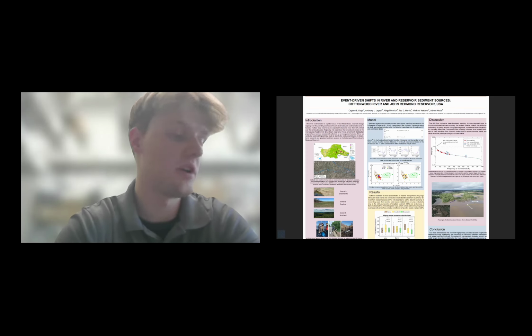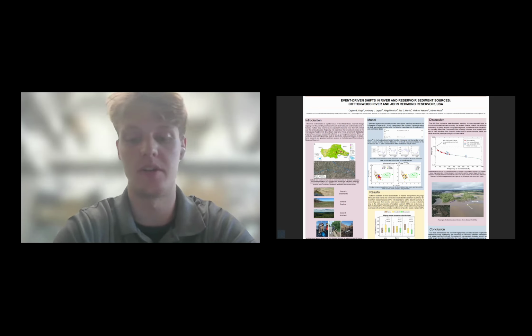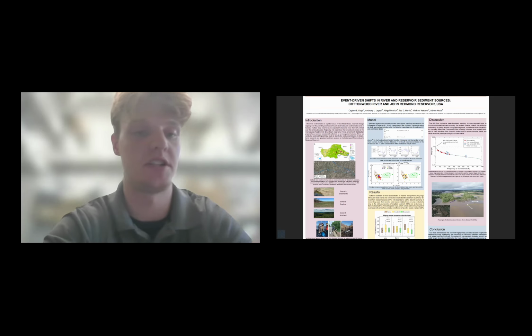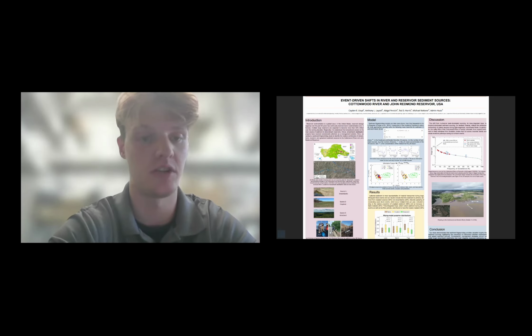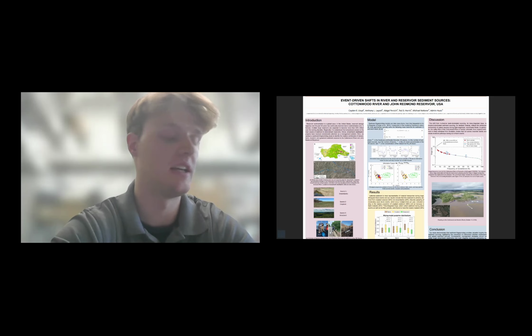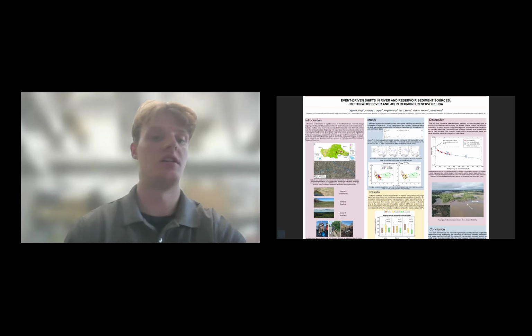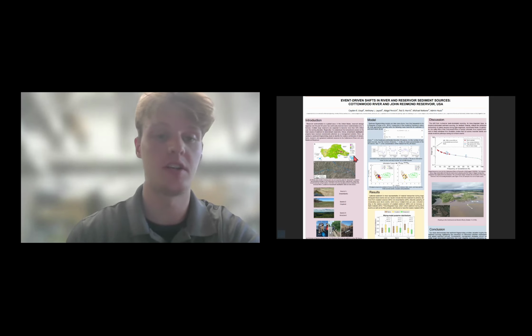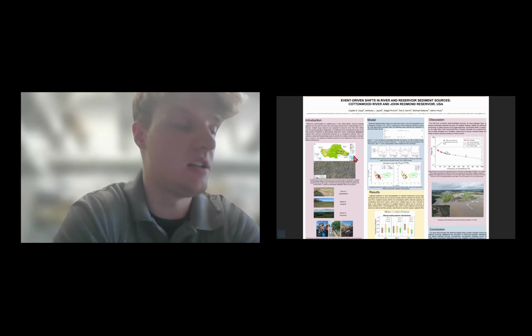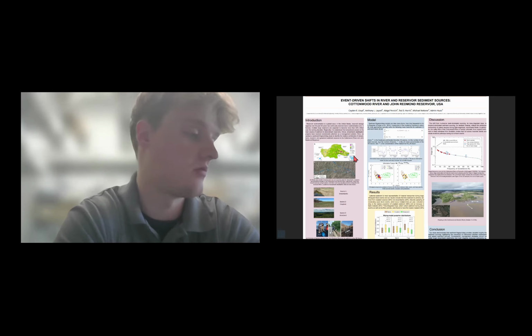So most regional management agencies here assume that the dominant contributor to this sediment deposition in reservoirs is stream bank erosion, which has led to lengthy and expensive projects on stream bank stabilization, including projects here on the Cottonwood River, which drains into the John Redmond Reservoir.